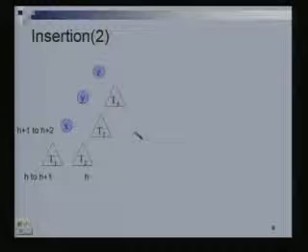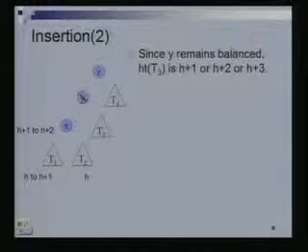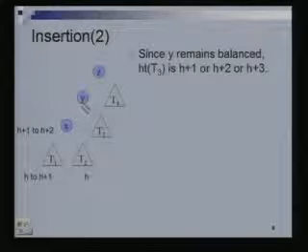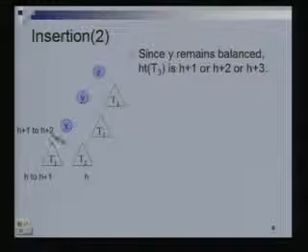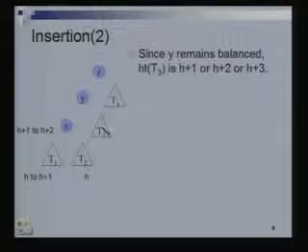H plus 1. Okay, so once again, since y remains balanced, the new height of x is h plus 2. So, and this is height balanced. So, the height of T3 is h plus 3 or h plus 2 or h plus 1, one of these three, because the difference in heights can only be 1. So, it is one of these three.